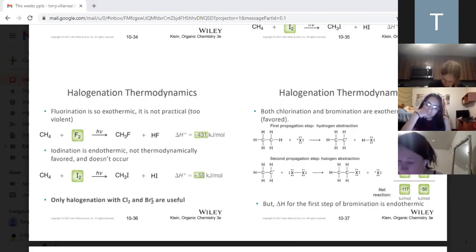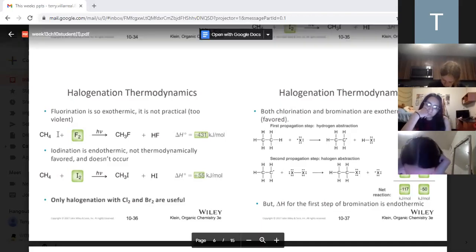So if you ever see a reaction like this where it says, what's the product of this and F2 or this and I2, you're going to write what? No reaction. Just because one is too spontaneous, one is not spontaneous at all.